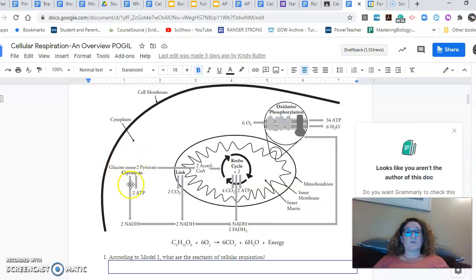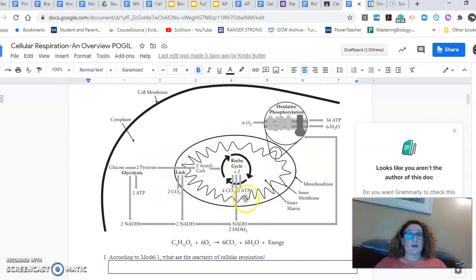So the first part up here is the glycolysis. We've seen that word lysis before. It means to break. So think about what's happening here. For glycolysis, we've got glucose as the reactant, and then the 2 pyruvate as the product. And this pyruvate only has 3 carbons in it. So we've taken glucose and split it in half. And then the pyruvate is moving into the mitochondria.